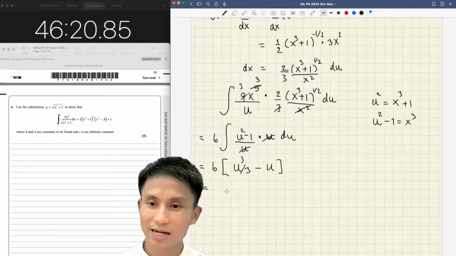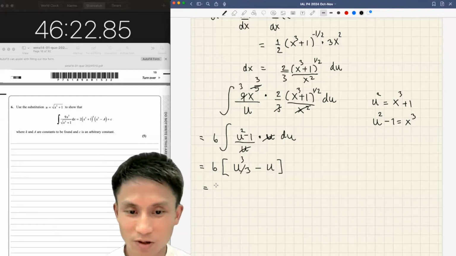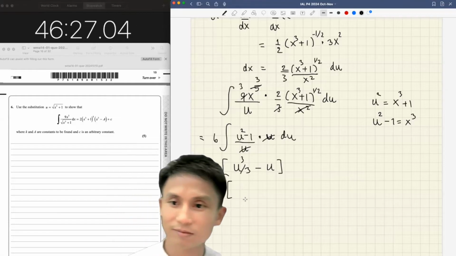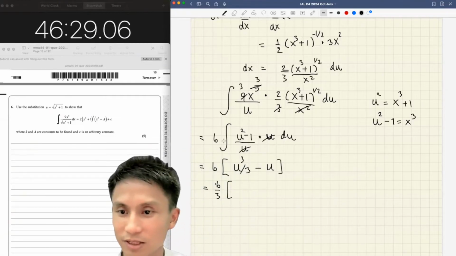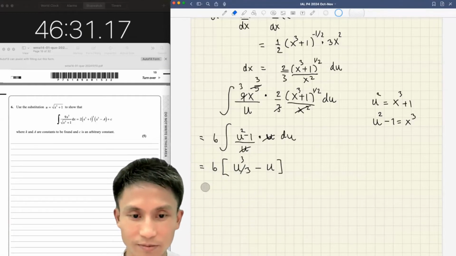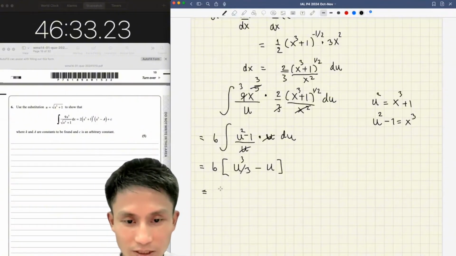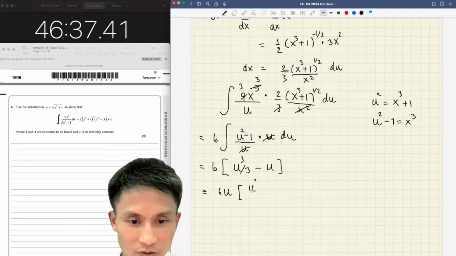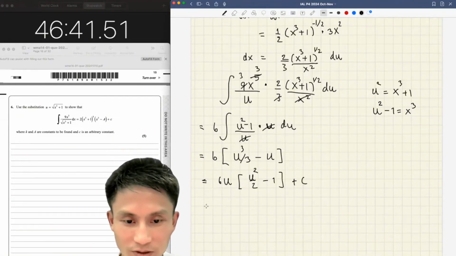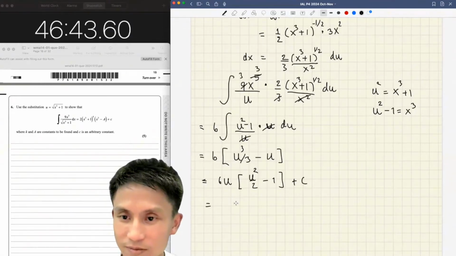Okay, so I need to take 1/3 out as well. So like that, and then, interesting. Okay, I'm just gonna take 1u out, and then that's gonna give me u squared over 2 minus 1. All right, and plus c, whatever.